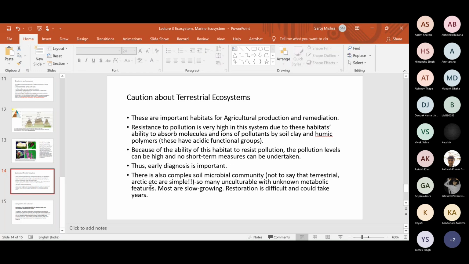There is also a very complex soil microbial community, and there are so many unculturable microbes present with so far unknown metabolic features. Most are slow growing, etc. So if there is a soil which has gone bad, it would be very difficult to restore it, and it could take years to restore that. So one has to be extremely careful about terrestrial ecosystems.